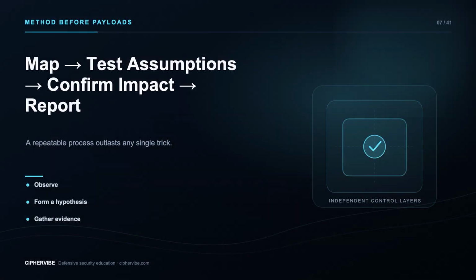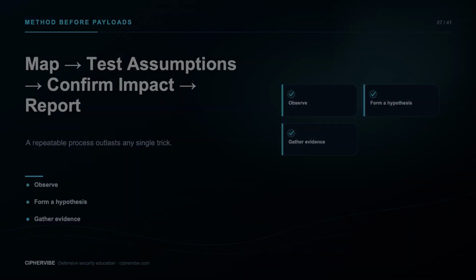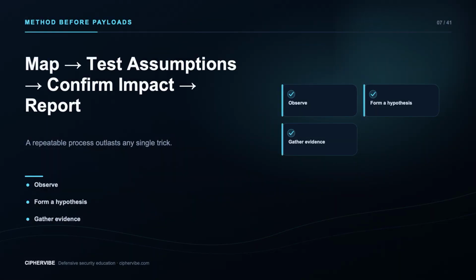The durable lesson is methodological. First, map the application. Identify inputs, identities, roles, workflows, state, and trust boundaries. Form a hypothesis about a security assumption. Test it safely. Confirm impact with minimal evidence. Then explain the root cause and remediation clearly.